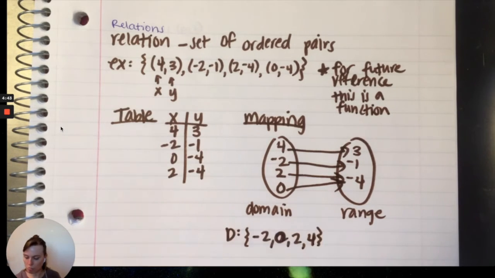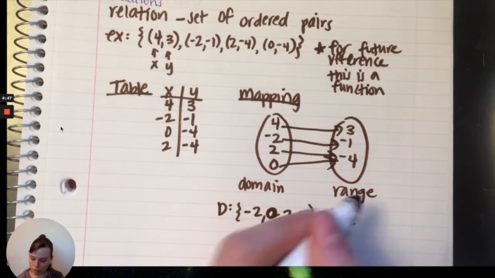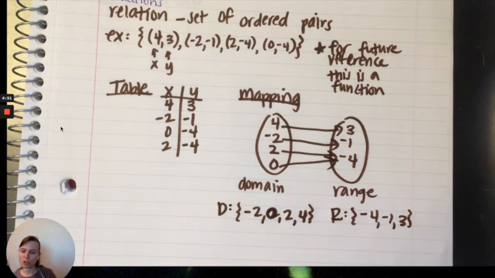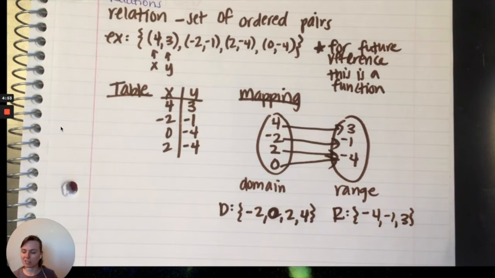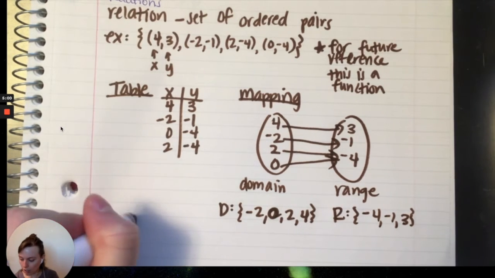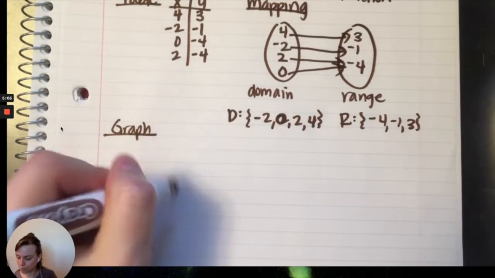You don't have to, but you can. And range, and you could write the duplicates if you wanted, but it's similar to not, so you don't have to. And then you can also show the relation as a graph, which we started learning about how to plot points last lesson.